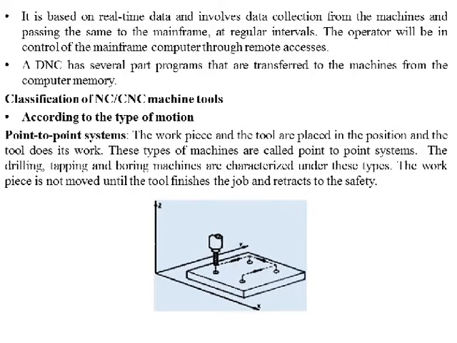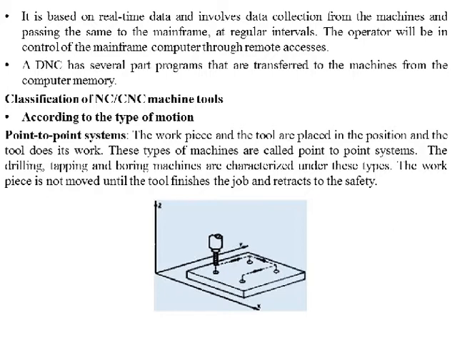Let us now see how the NC machines are classified. So NC machines or CNC machine tools are classified based on the type of motion. The first classification is according to the type of motion. The first type of motion is the point-to-point system.